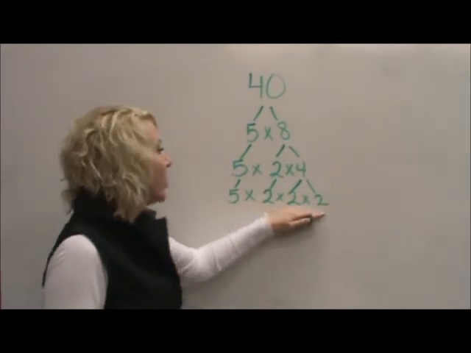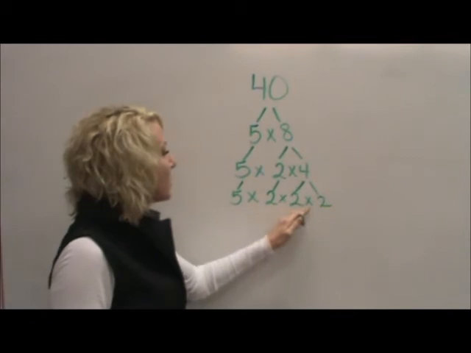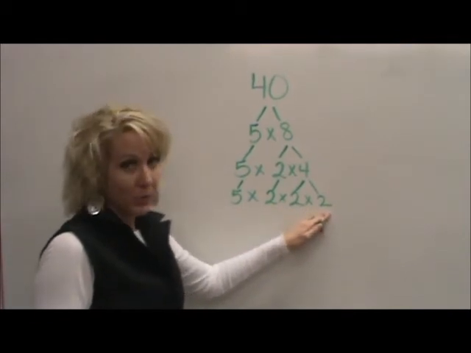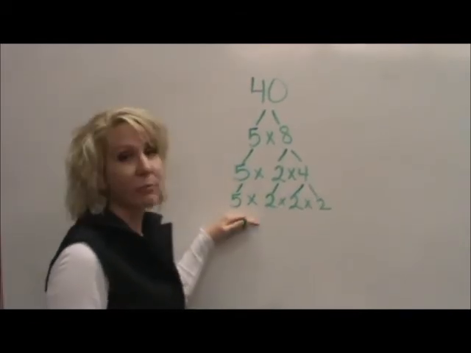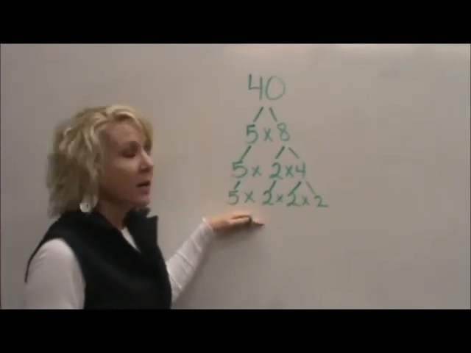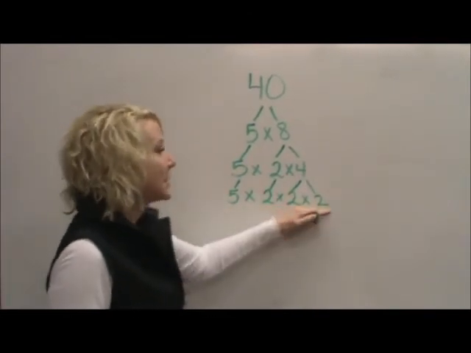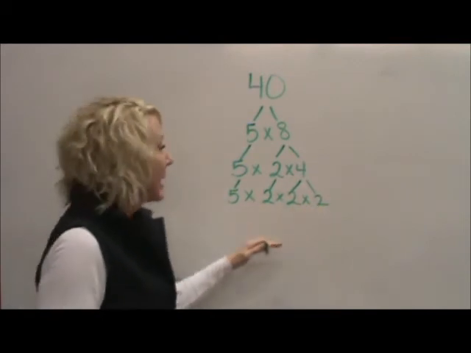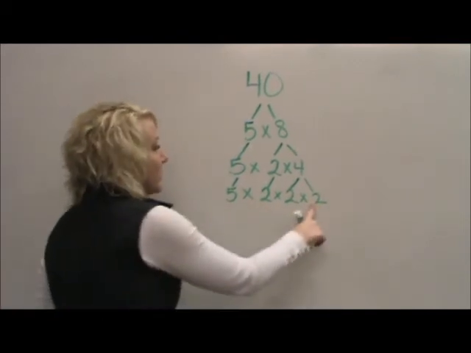Now we are at a level where all of the numbers that we're multiplying together are prime numbers. That is the end goal of prime factorization. So we are finished with the problem. Now what we need to do is rewrite this answer using exponents. And what I notice is that 2 repeats.